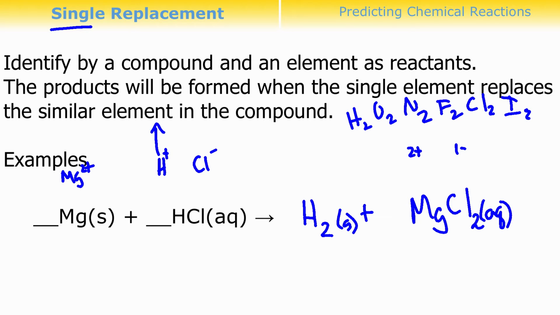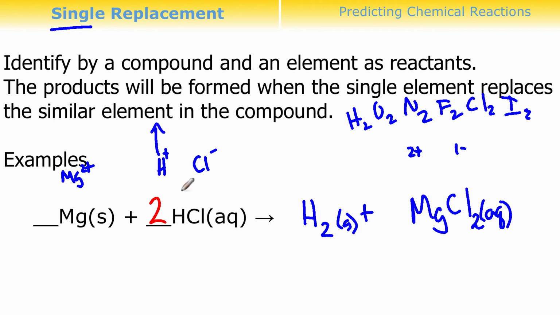Probably the last thing I should do is balance the equation. I won't do that for all of these, but I'll balance this one. Okay, 1 magnesium, 2 chlorines, only 1 chlorine there, so I'll put a 2 there. That gives me 2 chlorines. It also gives me 2 hydrogens.